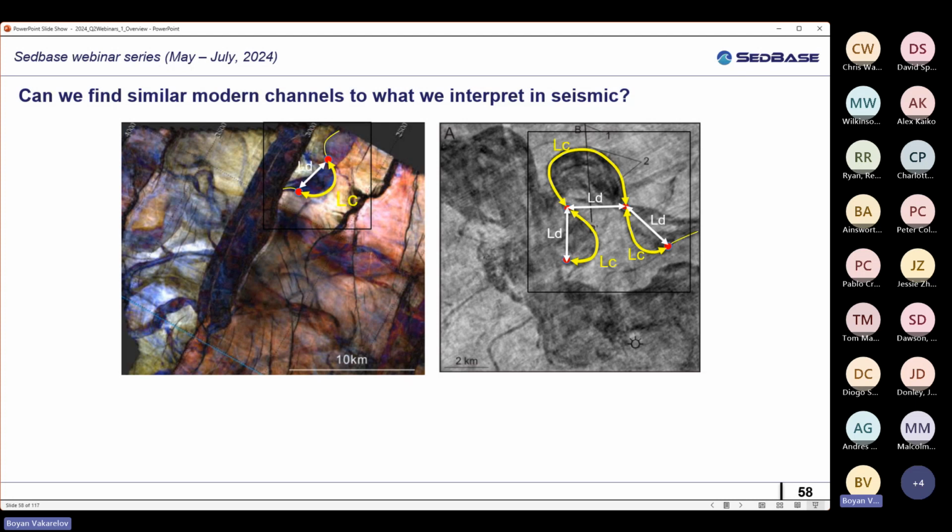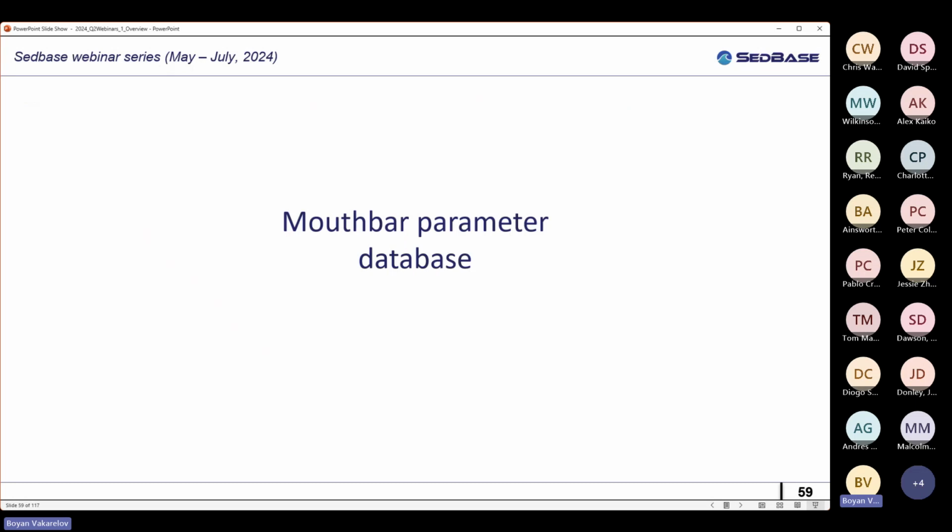And again, this is how these measurements would work. So we talked about channel belts, we talked about channels. Let us say a few words about mouth bars.